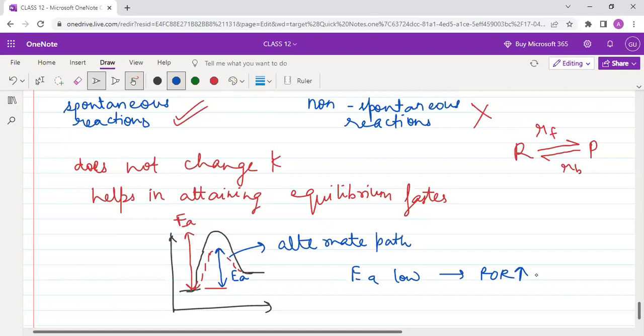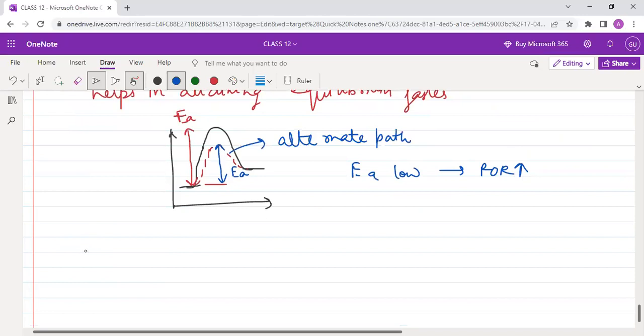Have you understood? Yes, ma'am. Okay. You must have learned about delta G in class 11. It gives free energy. So you should remember that the catalyst does not change the Gibbs free energy of a reaction. The value remains the same. This you should know. So these were the points related to the catalyst.